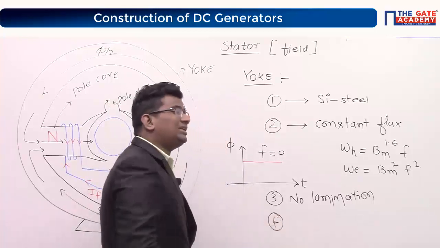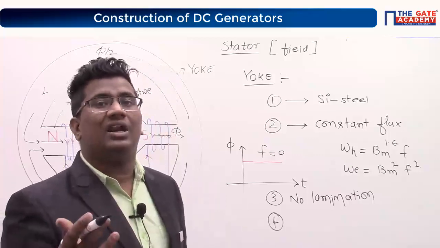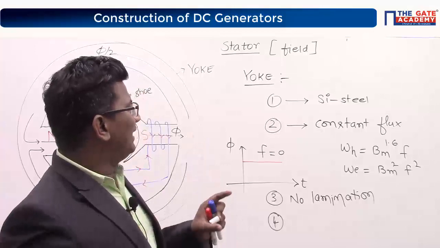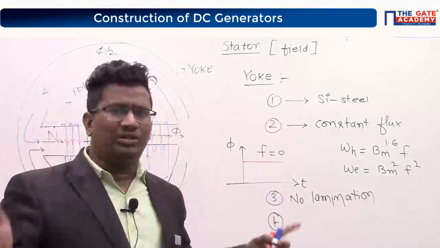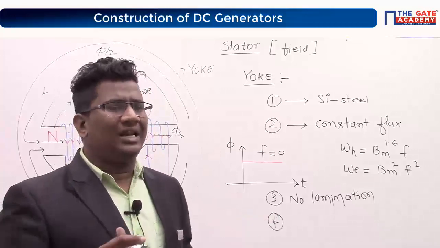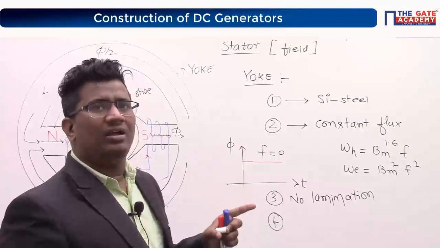One more thing. What is the extra work it is doing? It is silicon steel, okay. It is carrying a constant flux throughout the core, uniformly distributed. No laminations are required because eddy current losses are 0, because frequency is 0.